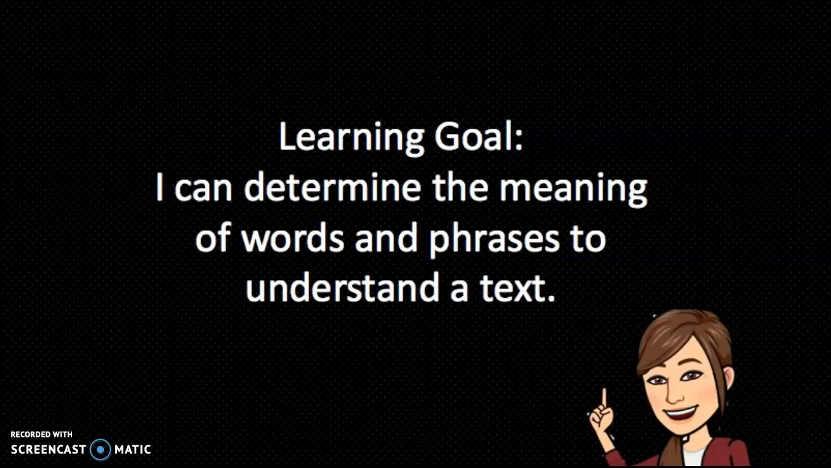Your learning goal today was to determine the meaning of words and phrases to understand the text. By looking in the glossary and using your illustrations or pictures to help you, you can meet this goal with any informational book that you read.